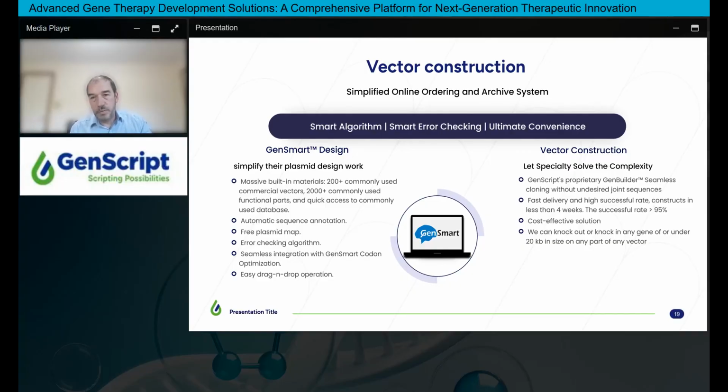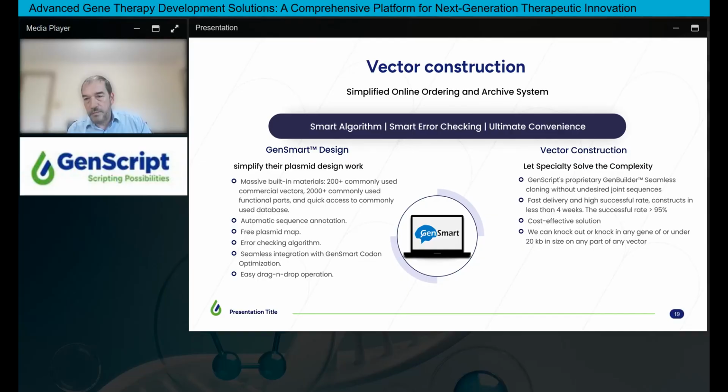We also have very strong capabilities in vector construction. We have our GenSmart vector design software. It has over 200 very commonly commercially available vectors that are already built into the software, and over 2,000 functional parts that are typically used for vector design. It has automatic sequence annotation, free plasmid mapping, and does error checking. It's also integrated with our GenSmart codon optimization software, so while designing your vector, you can also codon optimize your gene.